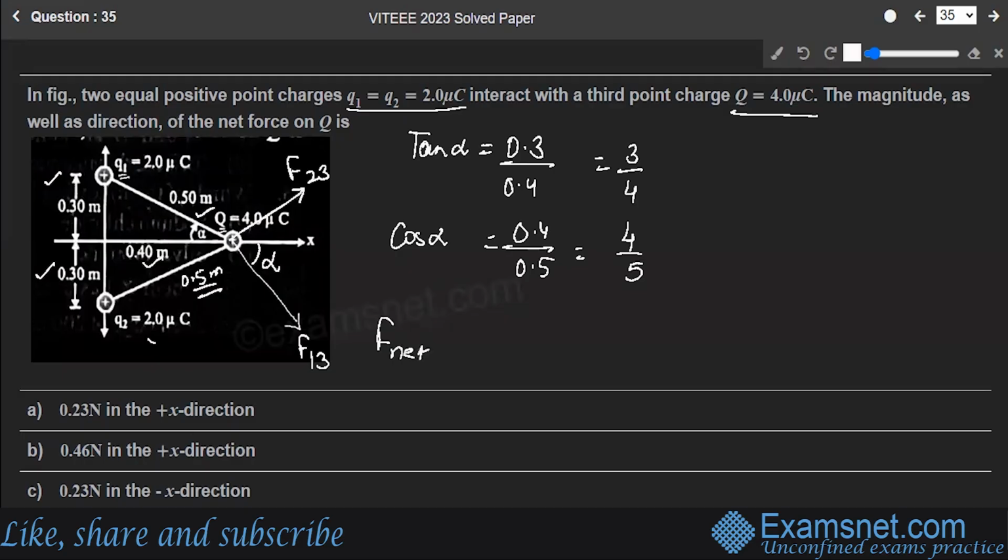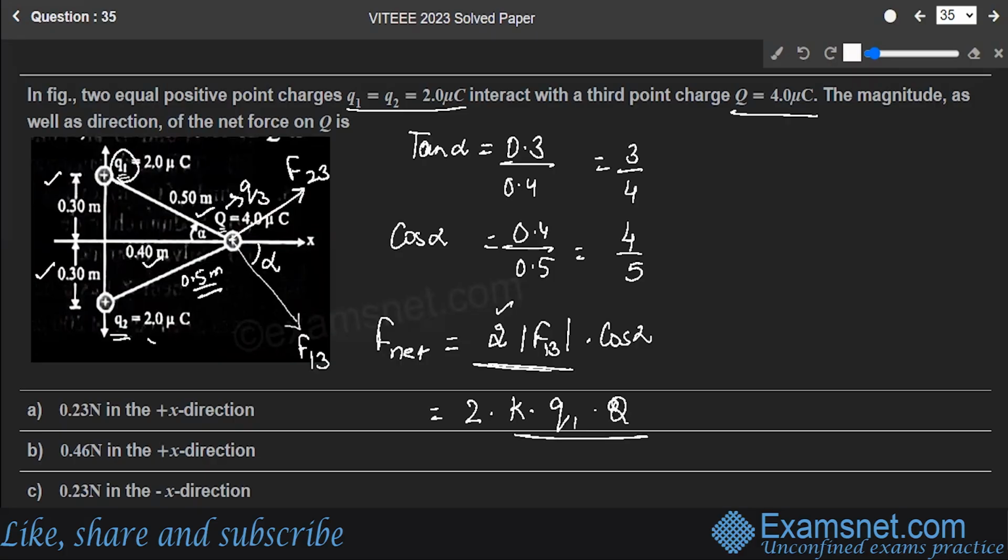And the net force will be given by 2 into the force exerted by the first one on the third one. Let's say this Q is the third charge. So force exerted by the first on the third, and this is for the second on the third. So I'm adding them. So this will be twice of the forces exerted multiplied by the cos of the angle between them. Right. This is equal to 2 into K into the charge Q1 or Q2, whatever you want to write, into the charge capital Q divided by the distance between them, that is 0.5 square. Cos of angle is 4 by 5.